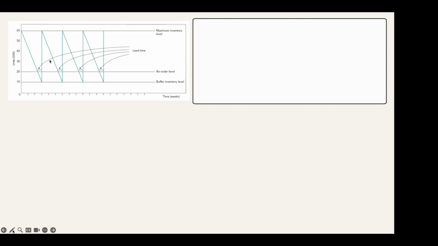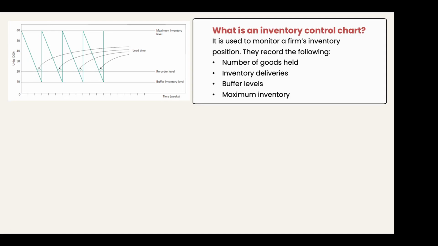So just to give you an overview of how an inventory chart looks, let's look at some explanations here. What is an inventory control chart? It's used to monitor a firm's inventory position, to record how much goods you have, inventory deliveries, buffer levels, and maximum inventory. So typically these are the 4 items that you would see in an inventory chart. A typical inventory control chart is needed by a business, especially if they are aggressively producing and manufacturing. They'll need to know how much they have and how much they need to order, to ensure that there's continuous supply and no loss of sales.